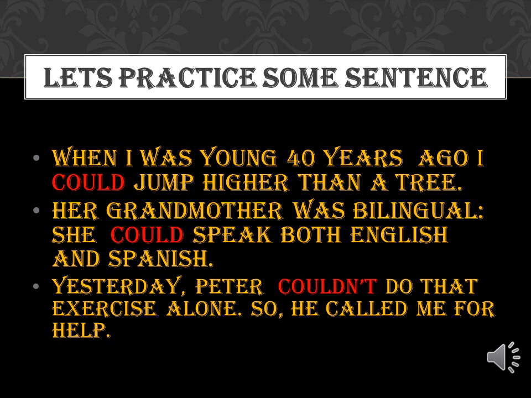The third sentence is like, yesterday Peter couldn't do that exercise alone, so he called me for help. Here, the word couldn't is showing a disability or learning difficulty which Peter faced in doing that exercise. Therefore, he called his friend for help. In all these sentences, a past event is complemented with an ability or disability using the word could or couldn't.